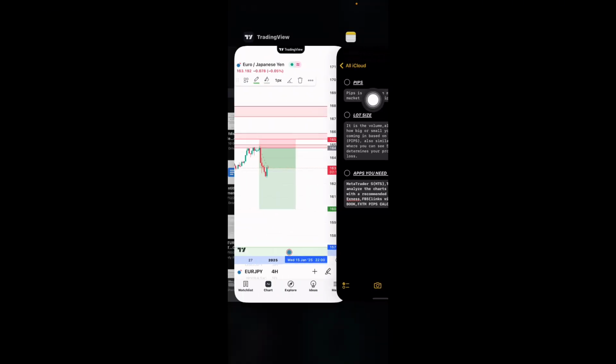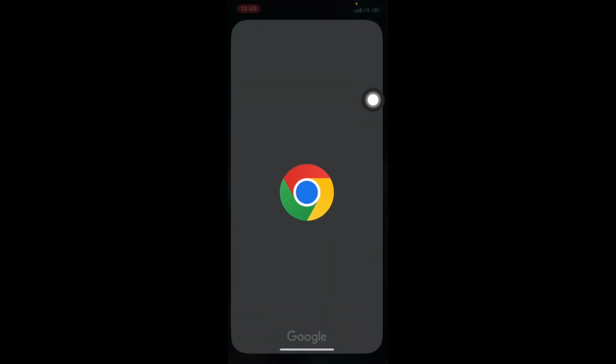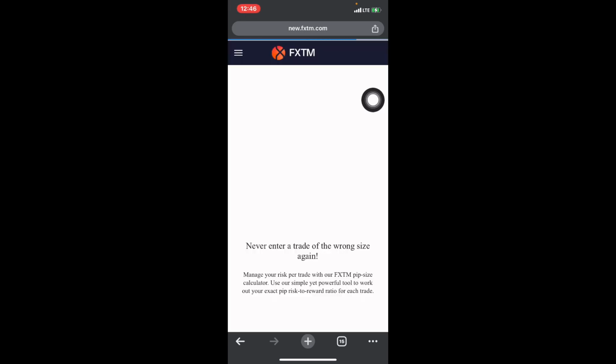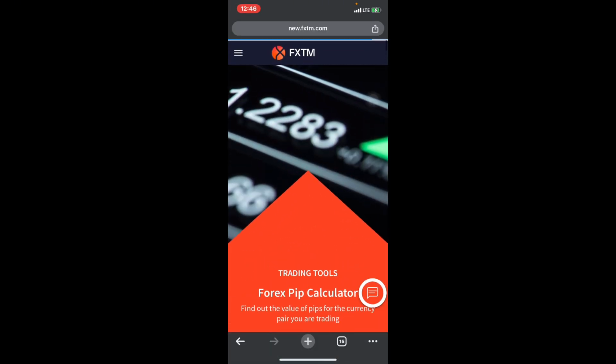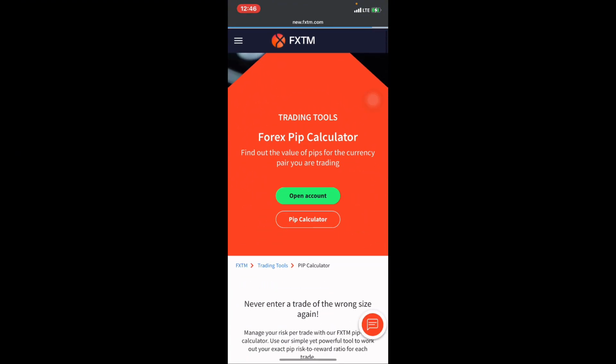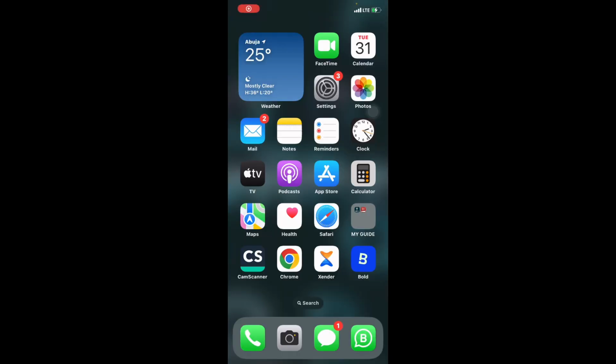Now let me be showing you the lot size I'm talking about. Let's go to our pips calculator. Just 2 minutes because of the network.